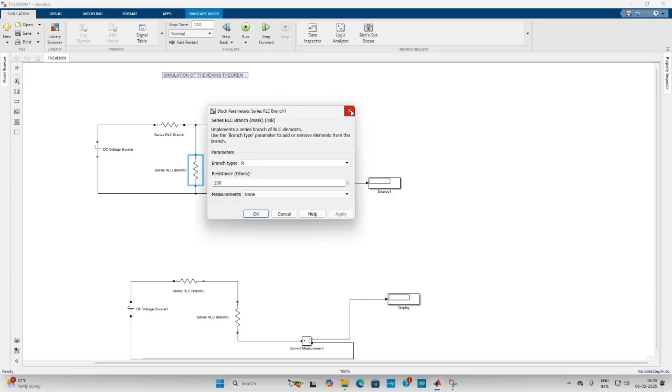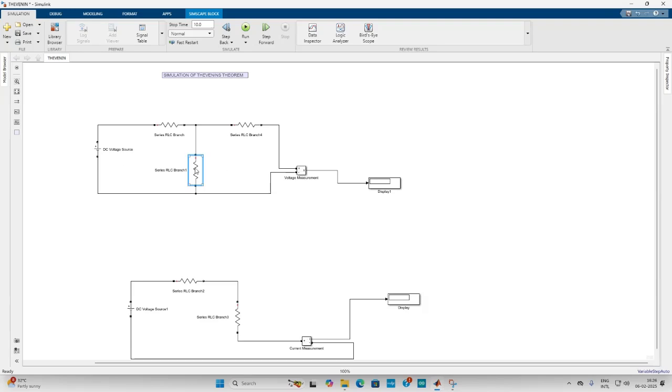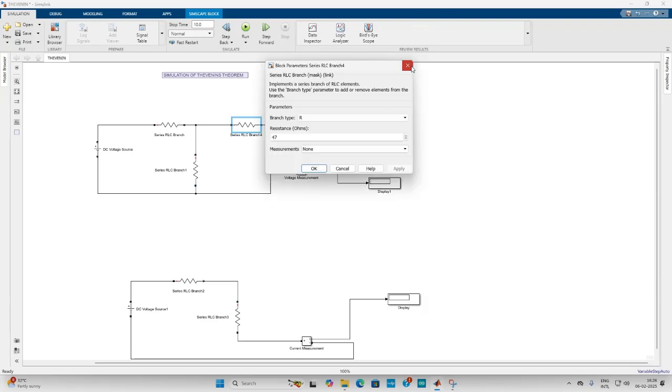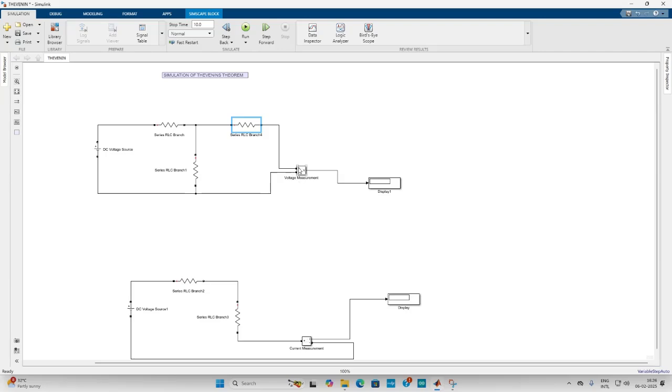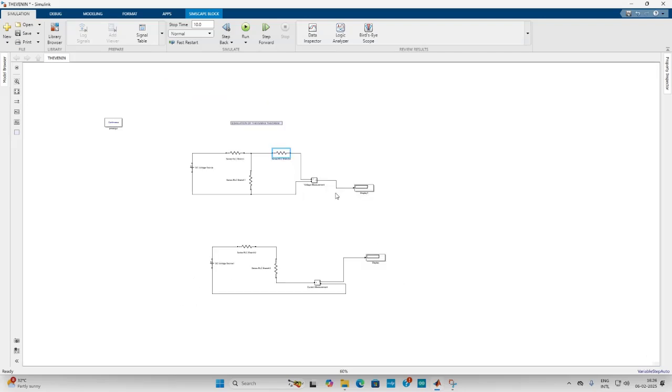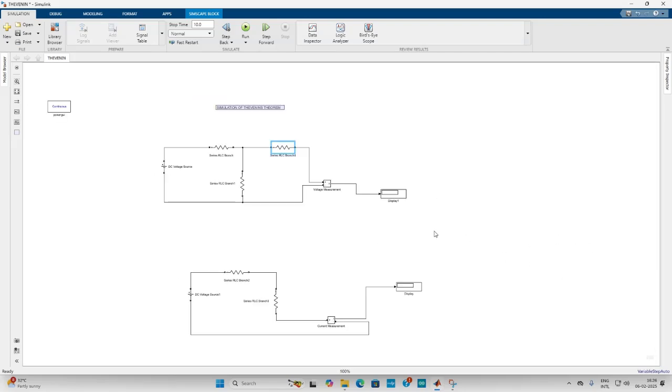We have to set the value as per the given circuit, and after that we need to find out the VTH by using the voltage measurement. The output of the voltage measurement is given to the display unit. So you'll get the value of VTH in display unit 1. So we have to draw another circuit. The circuit becomes, this is the current, that is called load current. So to determine the IL, we have to draw the circuit. This is Thevenin's equivalent circuit.